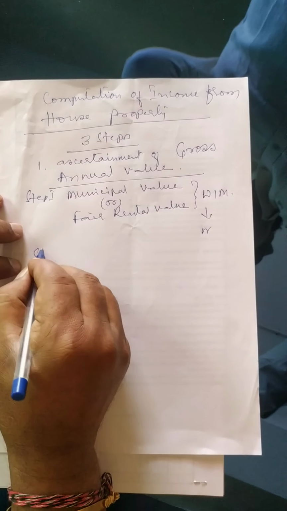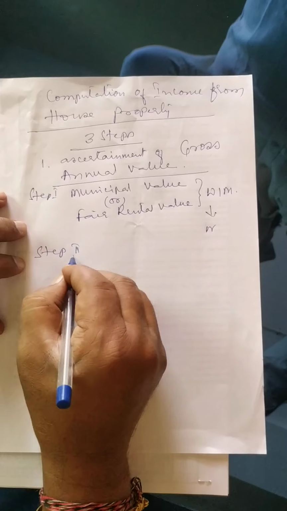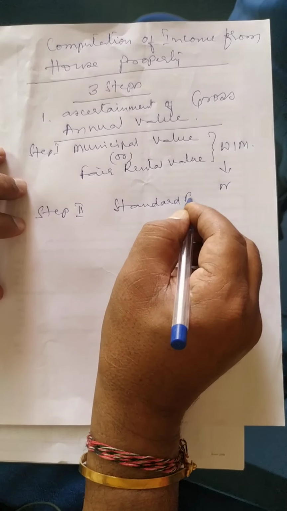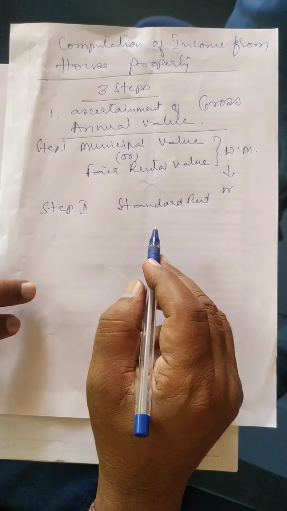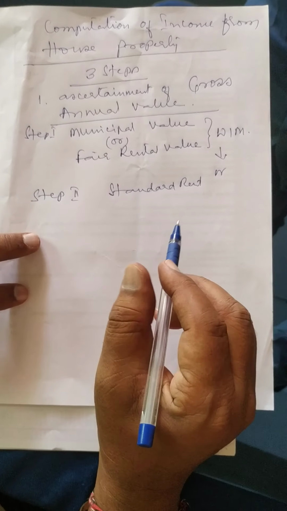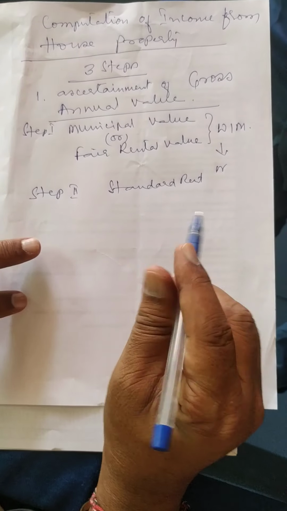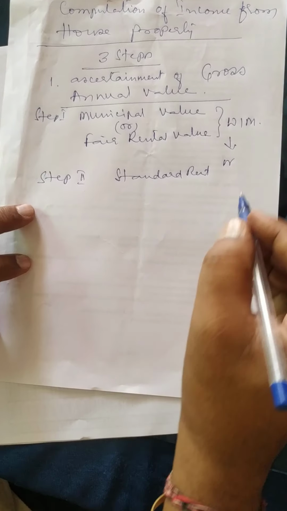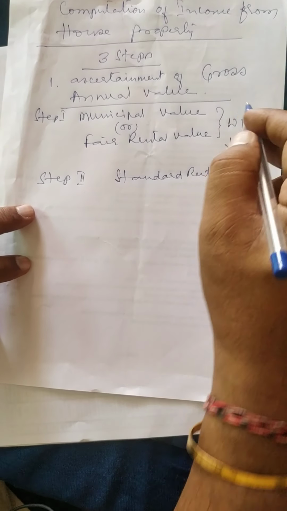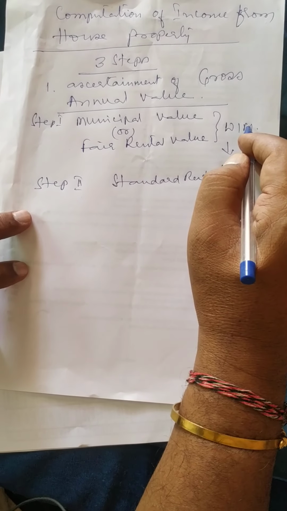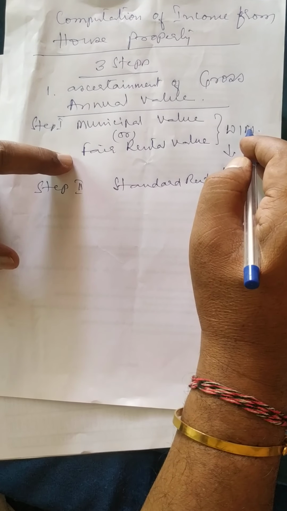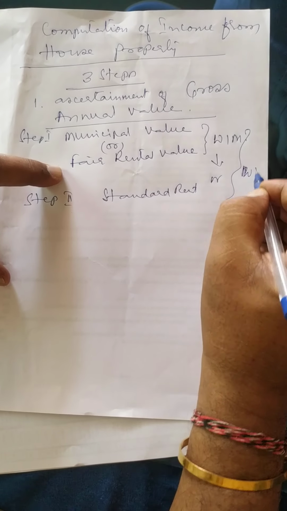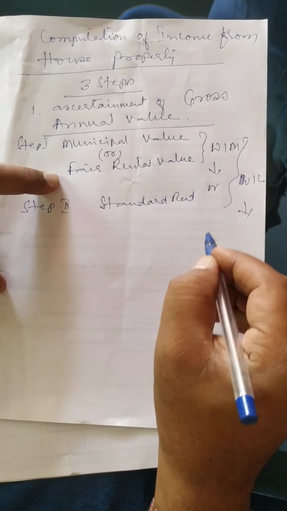Or in second step, standard rent is to be considered. This standard rent will be fixed by the Rent Control Act. In cities wherever Rent Control Act is applicable, there the government will fix the standard rent. That standard rent should be taken into comparison with either municipal value or fair rental value, whichever is more. And in this comparison, whichever is less is to be taken to further step.